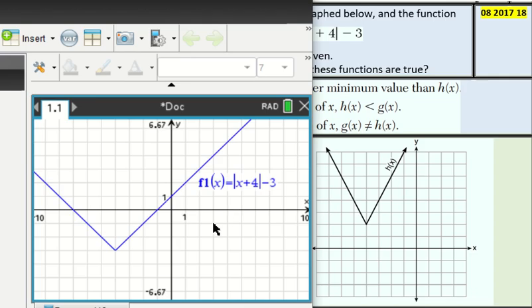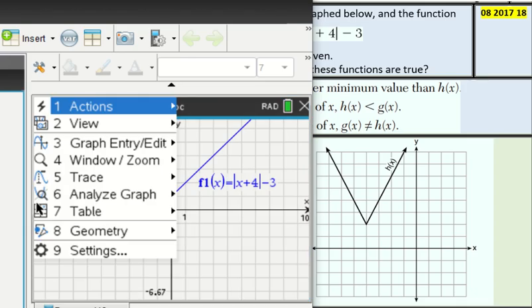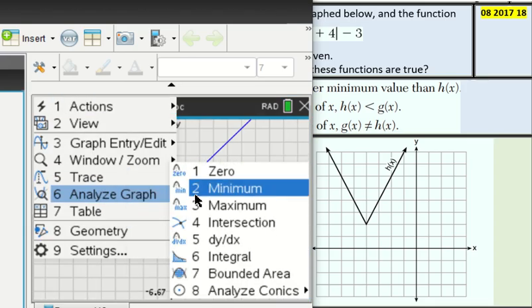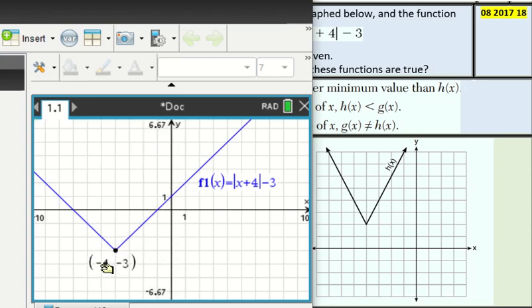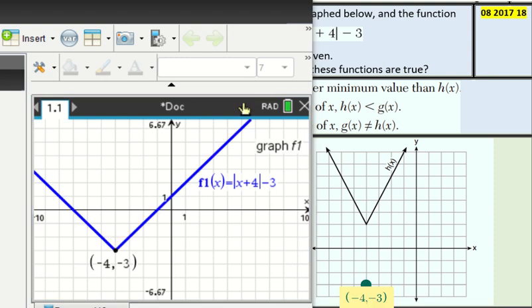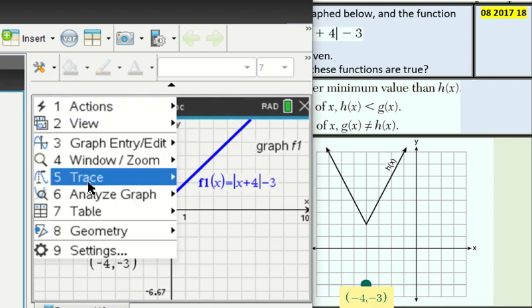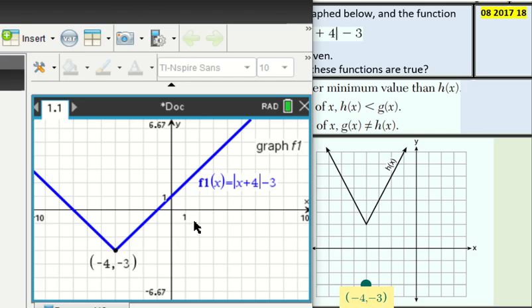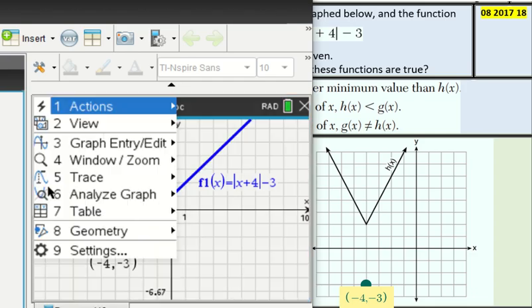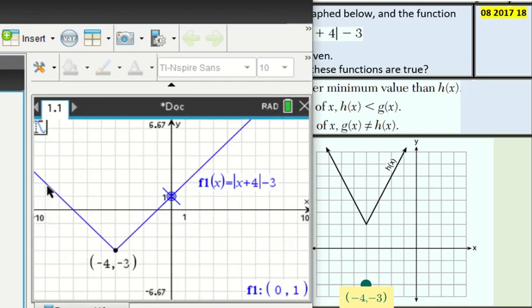So now I want to find the key features of the graph. First one I care about, menu, analyze the minimum. The lowest point on that graph is -4, -3. That's the vertex. That's the first point I want to put on this graph over here. Now, to find the other points, menu, 5, 3. Set our trace step to 1 and say OK.